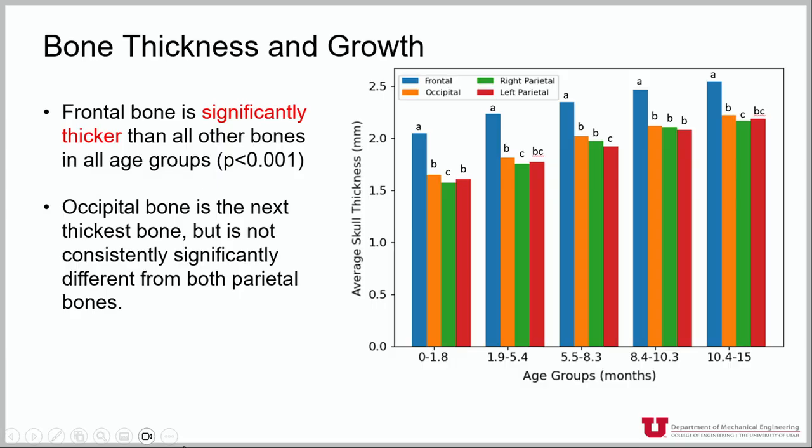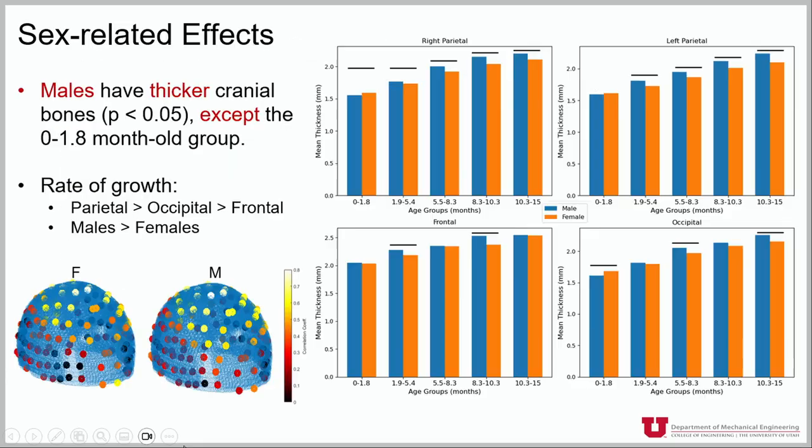So as you might expect, frontal bone was significantly thicker at any age. Occipital bone was the next thickest, but not as thick as you might think from the parietal bones, and maybe that's because we cropped at the brow line. And then, of course, the parietal bones were the least thick. And sometimes the occipital bone was significantly thicker than the parietal bones. It really just depended on age. So what does this highlight? It just highlights different rates of growth for the bones themselves throughout the span of early development.